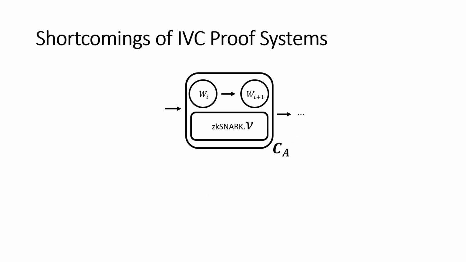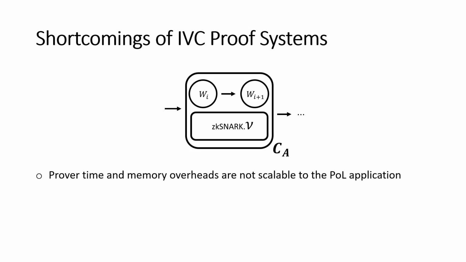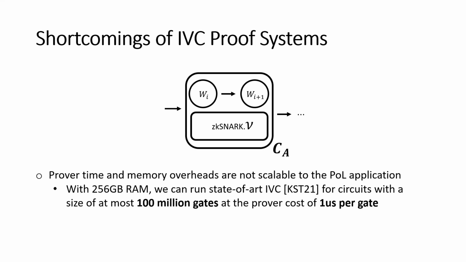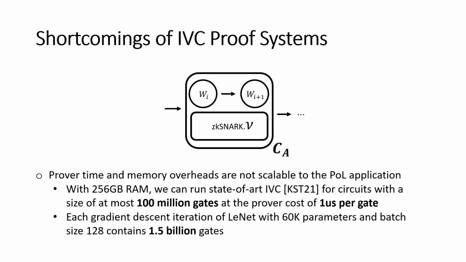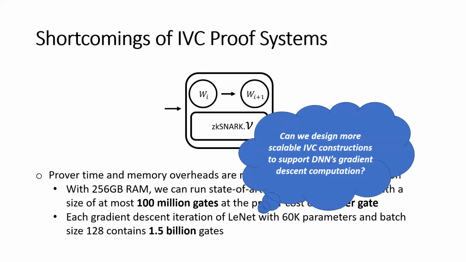But the problem with existing incrementally verifiable computation schemes is that the proof size, prover time and prover memory overheads are not scalable to proof of learning applications. For example, we can run a state-of-the-art IVC with 256 gigabytes RAM for circuits with size at most 10 million gates at a prover cost of 1 microsecond per gate. But for example, for a tiny model like LeNet with batch size 128, each gradient circuit iteration contains 1.5 billion gates. So the question is, can we design scalable IVC schemes to support these DNNs' gradient descent computation? We do that in 2 steps.